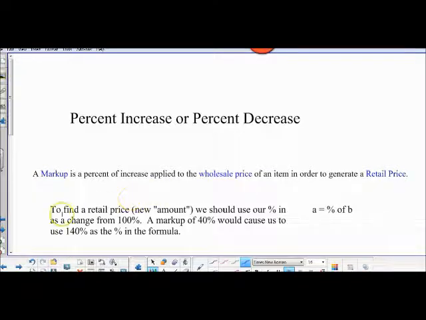So to find a retail price, or that's the new amount, we should use our percent as a change from 100. So a markup of 40%. If I'm going to mark something up 40%, I wouldn't use 40% in my formula. The new price is really 100 plus 40 or 140% of the original price. So in my formula, I would use 1.4 or 140%.